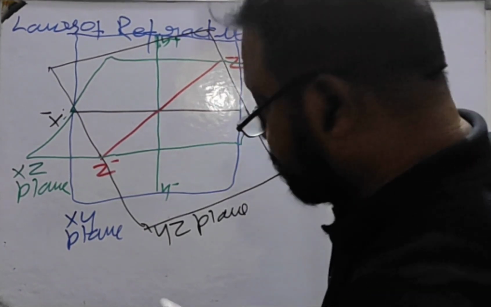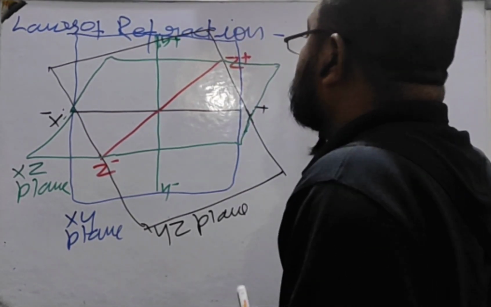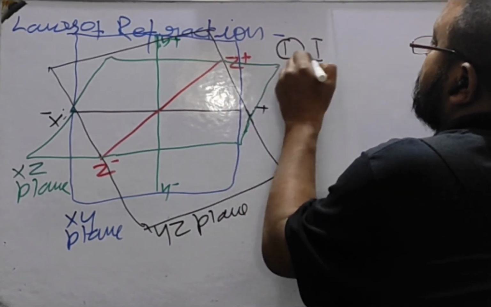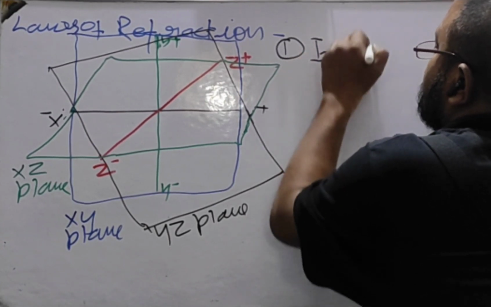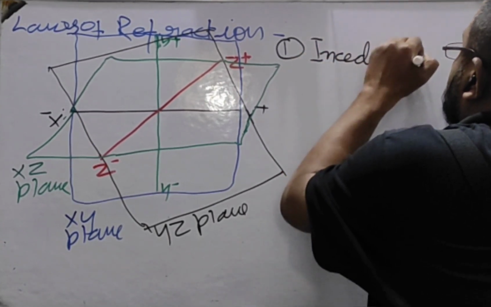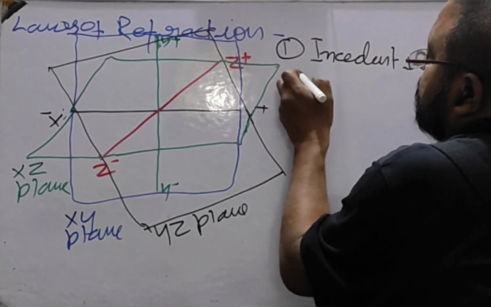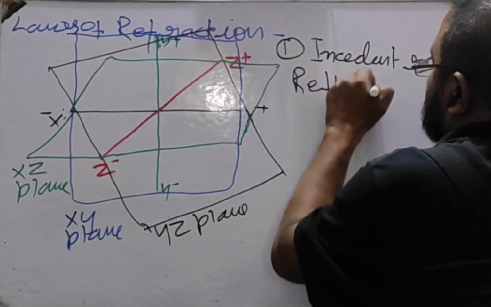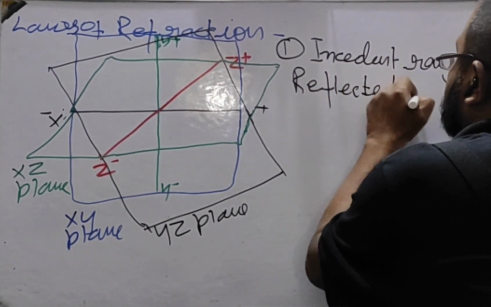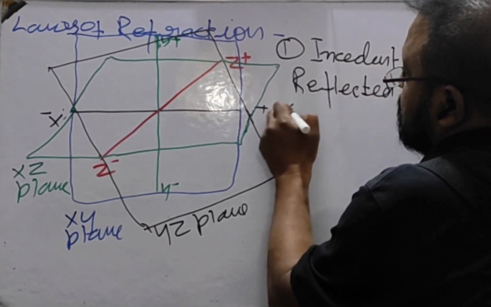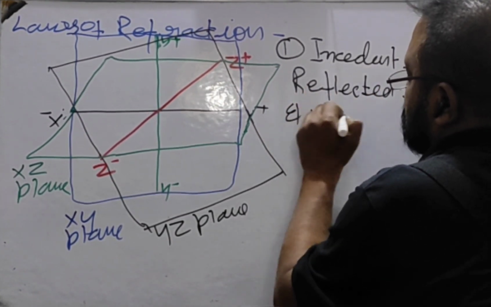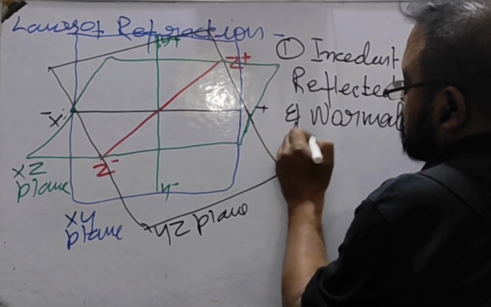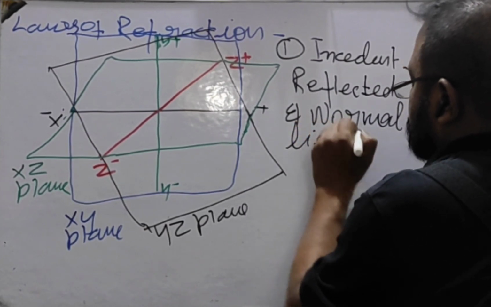So the condition is that the first law is saying that the incident ray, reflected ray and normal lie in the same plane.